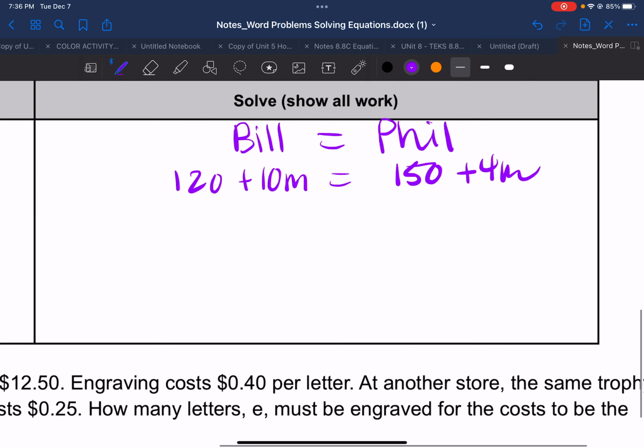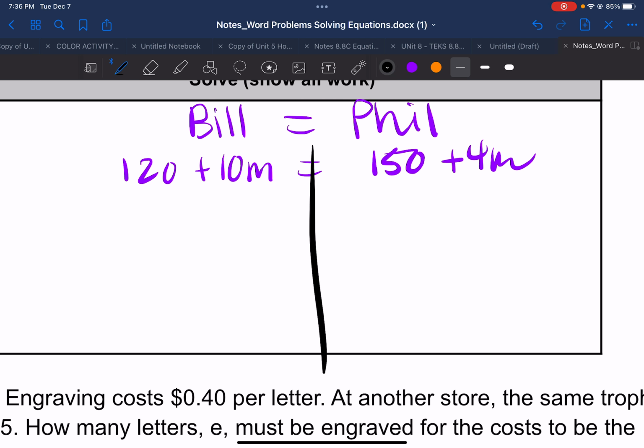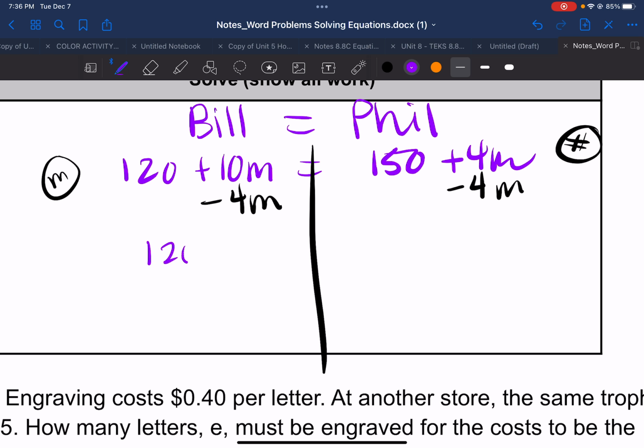All right, now let's just solve this. Draw my line down. I'm gonna just call this my M side, and this is my number side. We want all my M's to be on one side. So I'm going to subtract 4M here, subtract 4M here. Write down what I have left. We have 120. If I have 10 M's and I take away 4 M's, I have 6 M's left. And then this is 150, so that goes away.